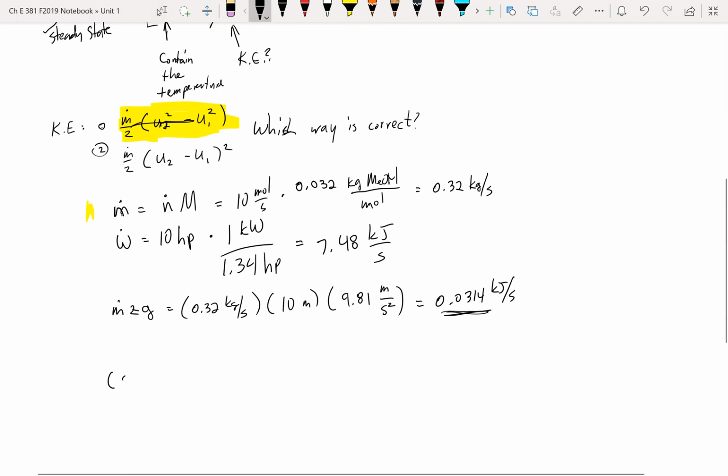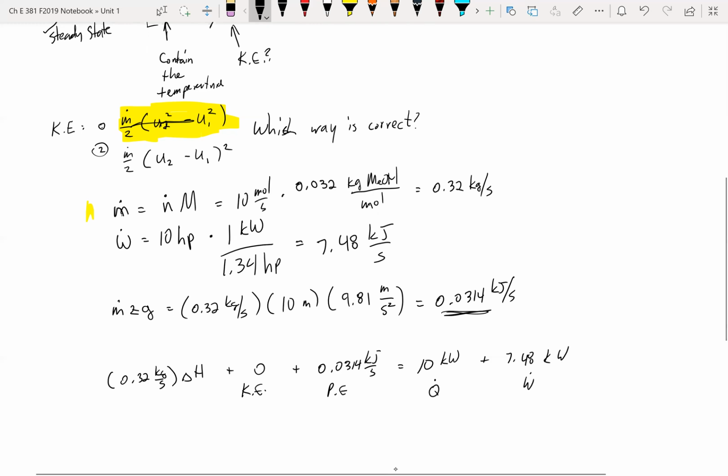All right, so our final energy balance here is going to be 0.32 kilograms per second times delta H, plus 0 for the kinetic energy term, plus 0.0314 kilojoules per second for the potential energy term, and that's 10 kilowatts for the Q dot, plus 7.48 kilowatts for the W dot.